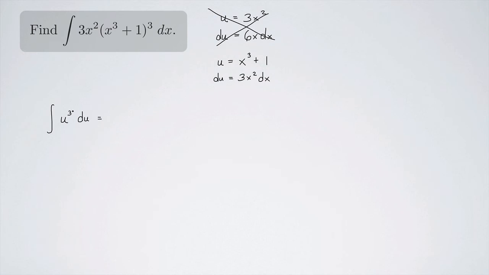So you know that the integral of u cubed is 1/4 u to the 4th. And then I have to put a plus c here since it's an indefinite integral. And I don't want to have the answer in terms of u, I want to have the answer in terms of x. But that's okay because u is x cubed plus 1. So this is 1/4 times the quantity x cubed plus 1 to the 4th power plus c. And that's my answer.